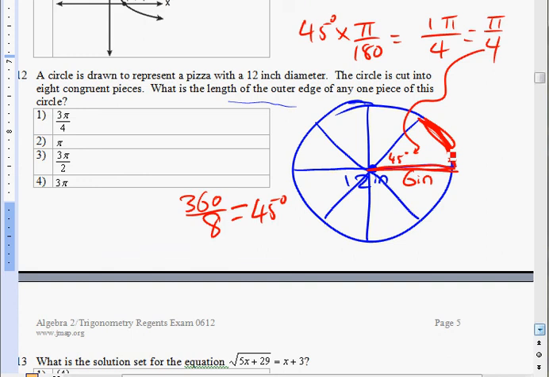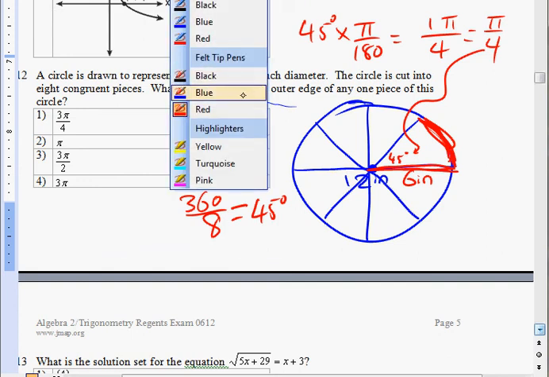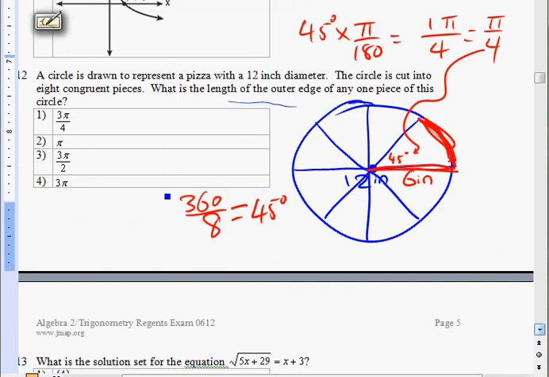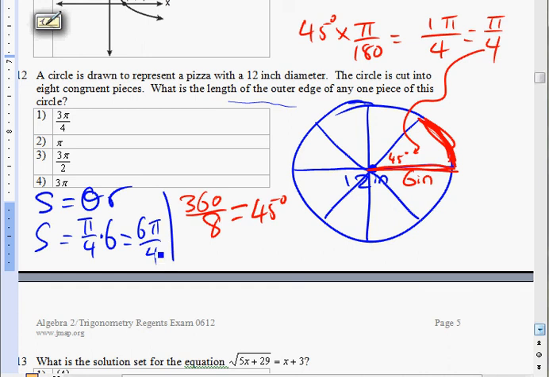It's the arc length formula, and let me write it over here. That formula is S equals angle times radius. Okay, so the arc length is equal to the angle times the radius. The angle we know is 45 degrees, or pi over 4. The radius is 6, right, and that's equal to the arc length, or the outer edge. And so that's equivalent to 6 pi over 4, which reduces down to 3 pi over 2. And that is choice 3.